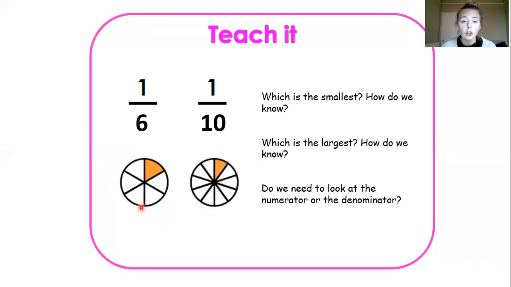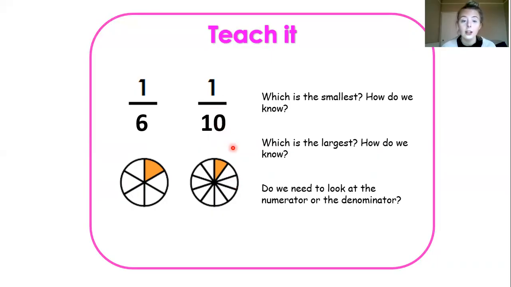Imagine if we have chocolate cake, you don't want to share it, you'd rather share it with 5 people, wouldn't you? Because you'd get a bigger slice. If you had to share it with 9 other people, you'd get a smaller slice, wouldn't you? Because it's been cut into more parts. So 1/10 is smaller than 1/6 because the denominator is larger, showing that the whole has been split into more equal parts.